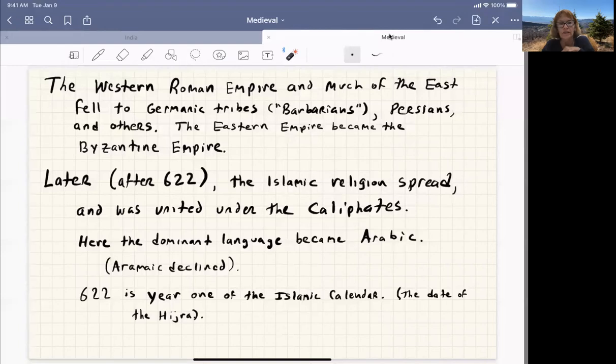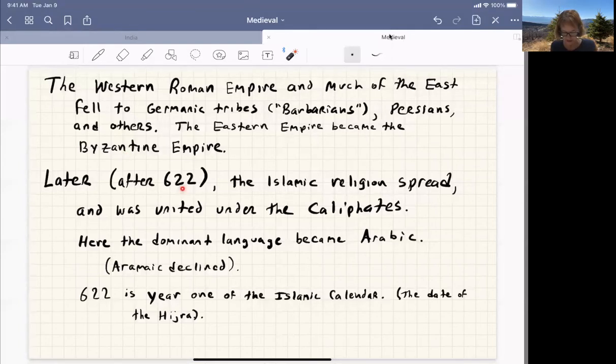So as I mentioned earlier, the Western Roman Empire and much of the East fell to the Germanic tribes, the so-called barbarians, that was their word for it, as well as Persians and others. So the Roman Empire was stretched thin, and they suffered attacks. Now, the Eastern Empire became the Byzantine Empire.